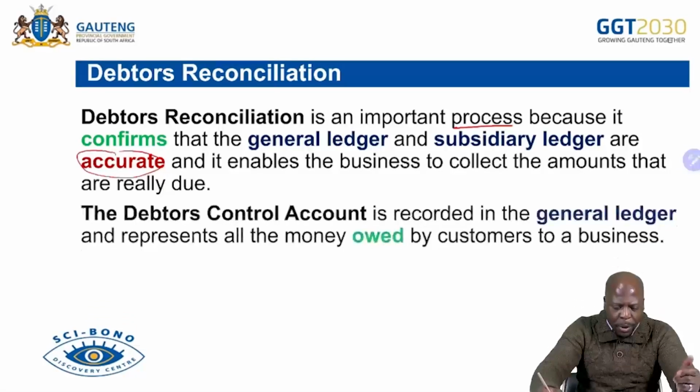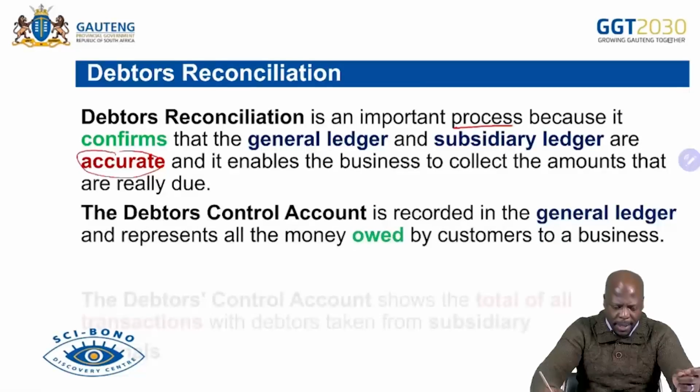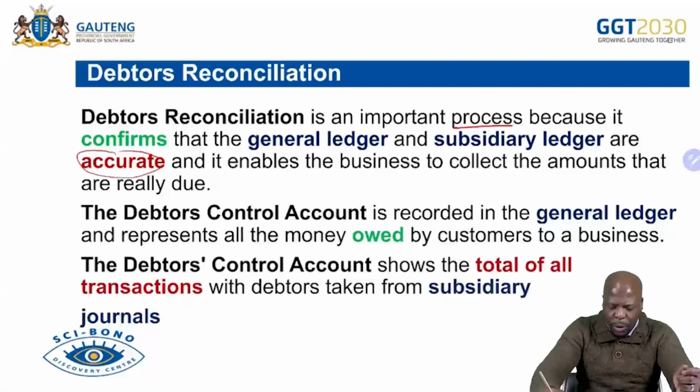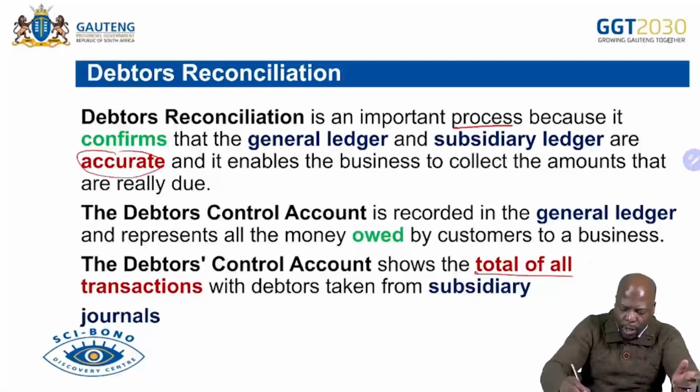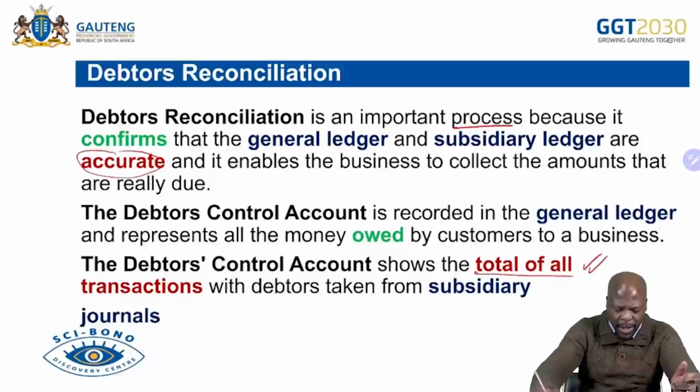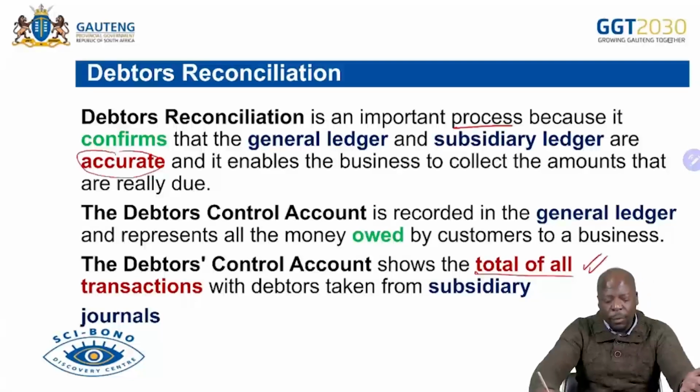Now, the debtors control account is recorded in the general ledger. You know the general ledger already by now, and it represents all the money that is owed by customers to a business. So the debtors control simply represents all the monies that are owed by customers to the business. And the debtors control account shows the total. This is very important with where we are going. I want you to keep in your mind the word total. So the debtors control account shows the total of all transactions with debtors taken from our subsidiary journals.